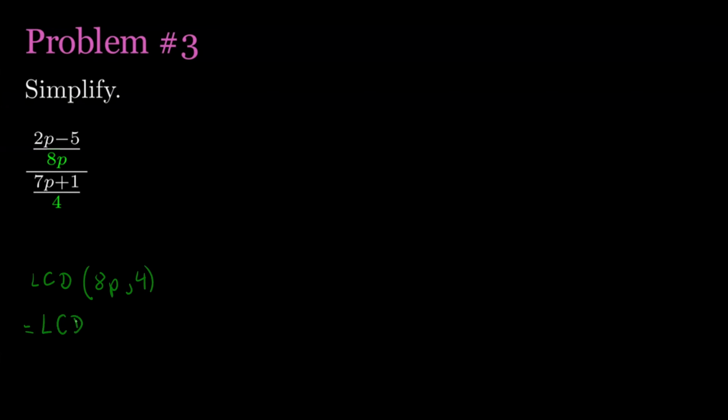So we present them in factored form, acknowledging all the prime factors in proper powers. 8 is 2 to the power of 3, and 4 is 2 to the power of 2. Therefore, 2 and p are all the distinct prime factors, and for each we find the largest exponent. For 2, it's the exponent of 3, and for p, it's the exponent of 1, resulting in 8p altogether.